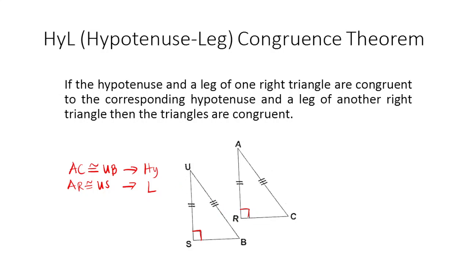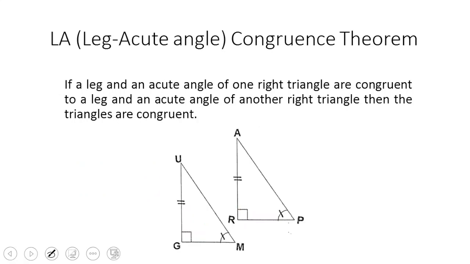Now, in identifying the congruent parts in right triangle, do not include the right angle. Huwag nyo na po ito isama. Ang kailangan lang natin is hypotenuse, leg, at saka yung acute angle. Yan po, hindi yung right angle. Next is LA or leg acute angle congruence theorem. If a leg and an acute angle of one right triangle are congruent to a leg and an acute angle of another right triangle, then the triangles are congruent.